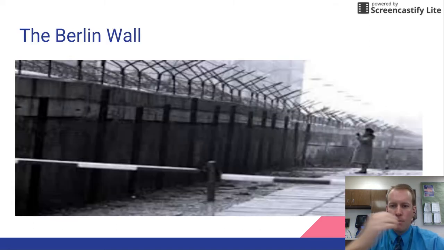This is a picture of the Berlin Wall, a structure that would later be built, permanently dividing East and West Berlin.